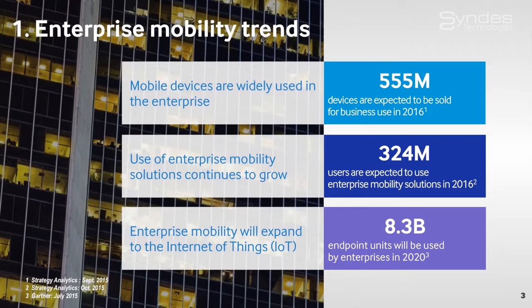Industry analysts such as Gartner are predicting that by 2020 there will be over 8 billion IoT endpoints and as many as 25 billion endpoints on interconnected networks around the world, and these are just going to add to the complexity that we see out there.